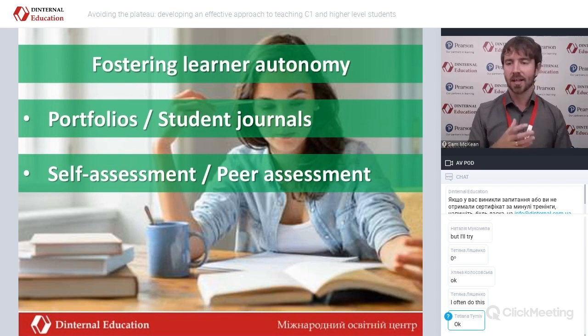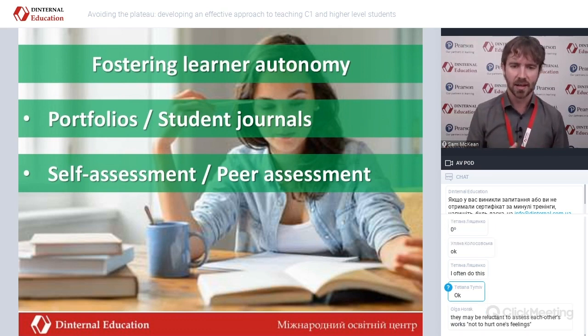Of course, this is never going to completely replace the assessment that we do or the valuable feedback that we give our students. However, it can alleviate a bit of the pressure from us, and it also gives the students a greater sense of responsibility over their own learning. And that is a very important aspect of developing learner autonomy, giving the students a greater sense of responsibility for their own learning.